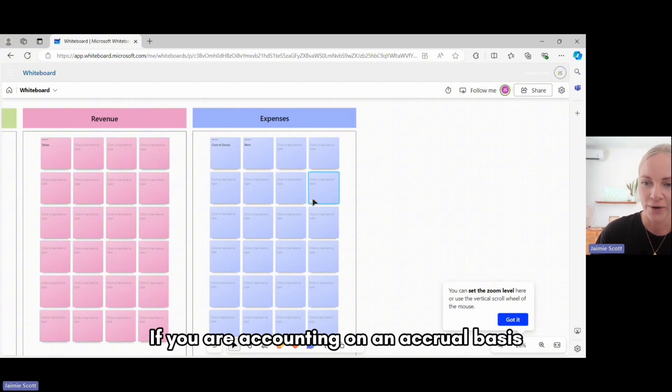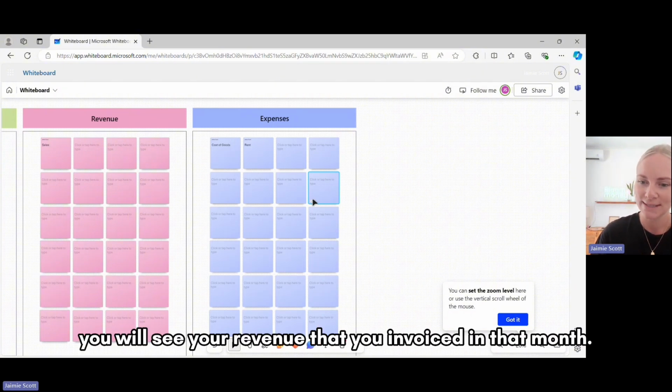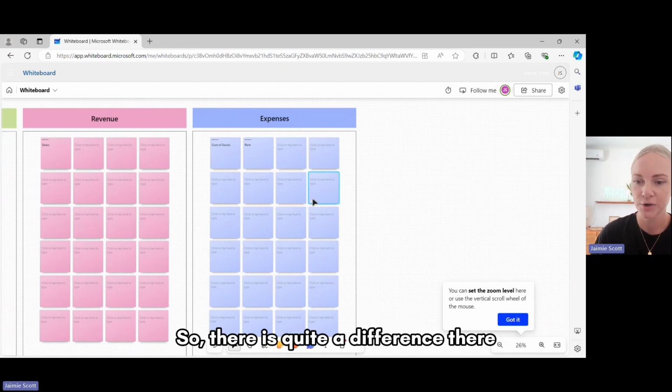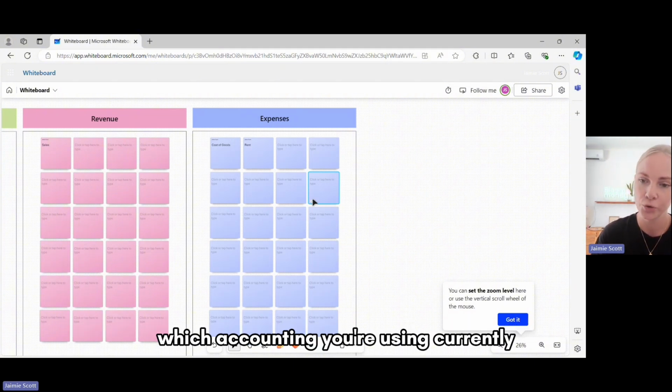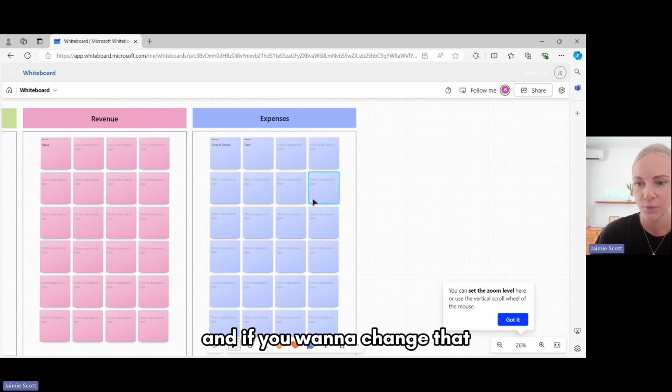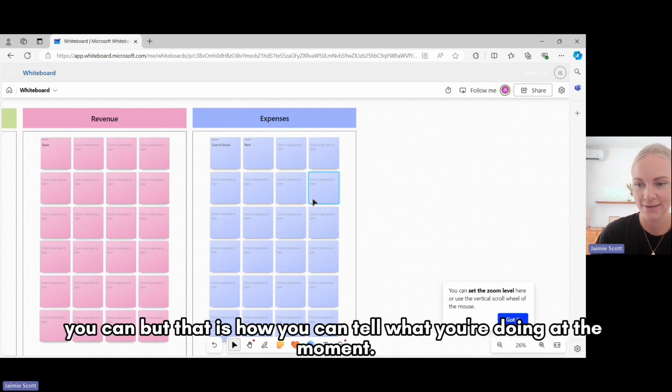If you are accounting on an accrual basis, you will see your revenue that you invoiced in that month. So there is quite a difference there, and your accounting software will tell you when you run the report which accounting you're using currently. And if you want to change that, you can, but that is how you can tell what you're doing at the moment.